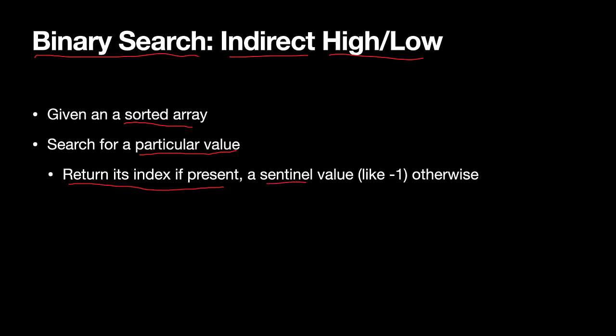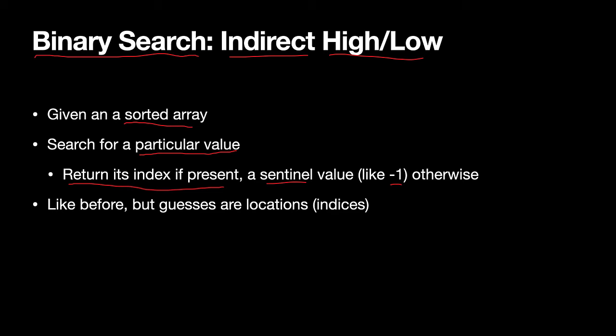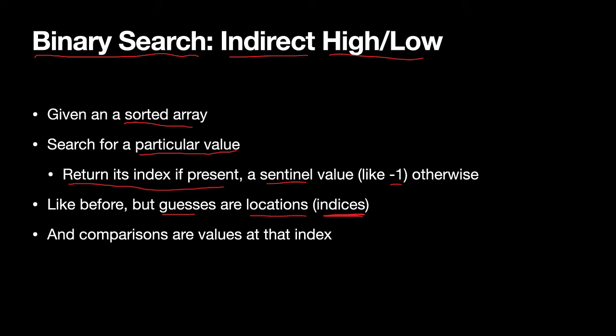So by sentinel, I mean a special guard value, something that actually wouldn't be a valid indicator that the data is in the array. So for things like this, -1 is a common choice. This is one way to handle errors or special conditions. This is a lot like our previous approach, but there's a subtle change in what a guess means. The guess is a location or an index in the array. And comparisons are the values at that index.